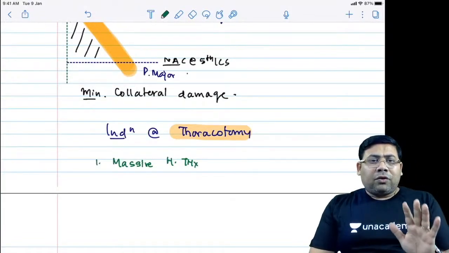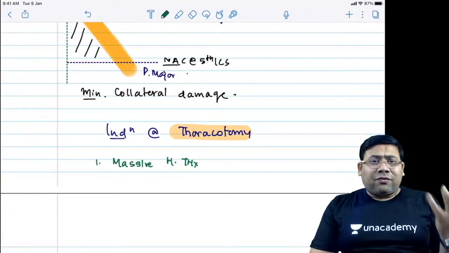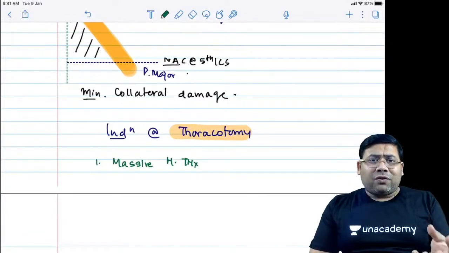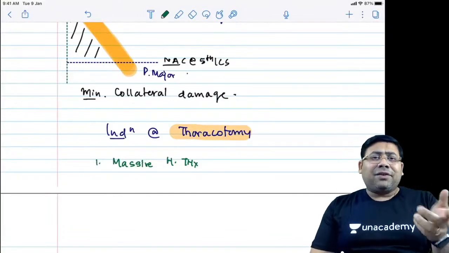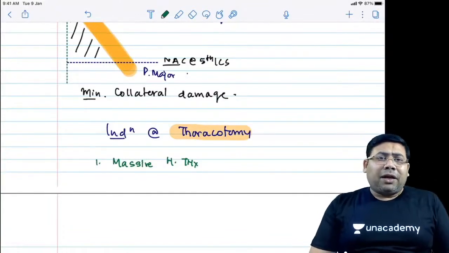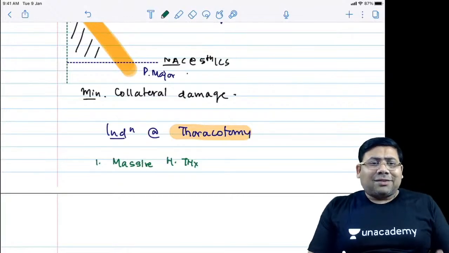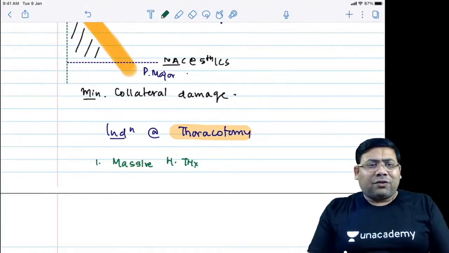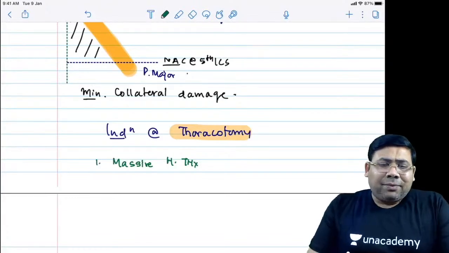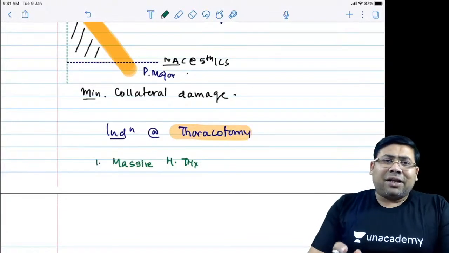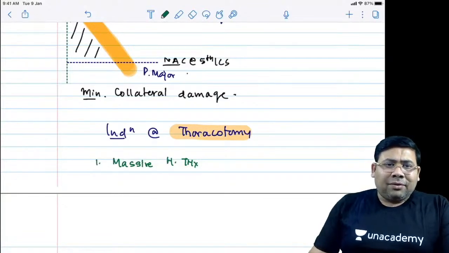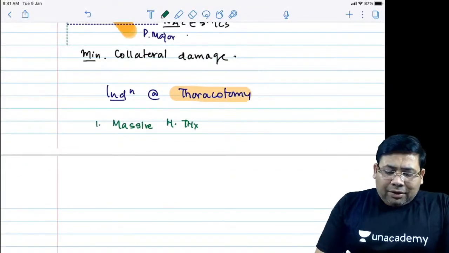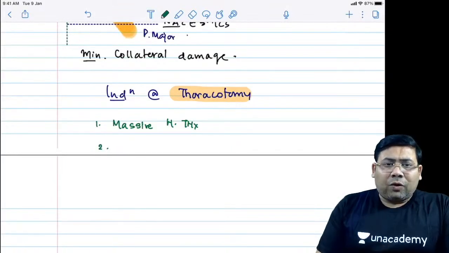But the first line investigation is always X-ray. And yes, CT chest is the investigation of choice in hemodynamically stable patients. HRCT chest is the investigation of choice in hemodynamically stable patients. Otherwise, the chest X-ray AP view digital is sufficient to estimate everything. Is that clear? So bedside X-ray also can be done.